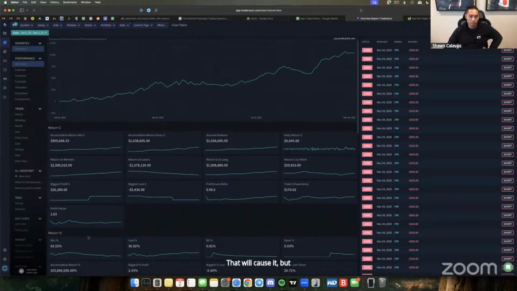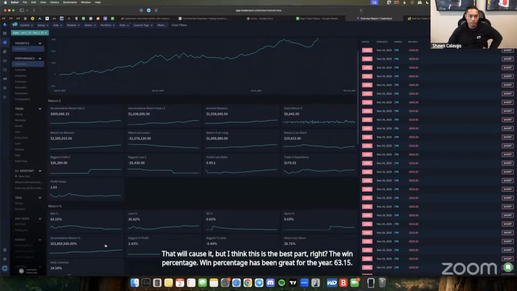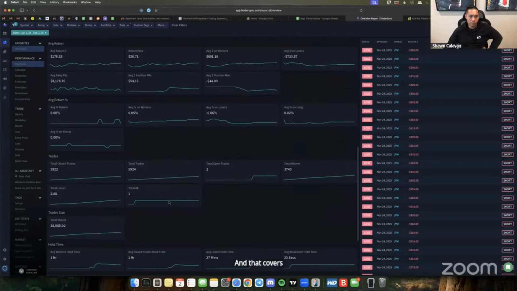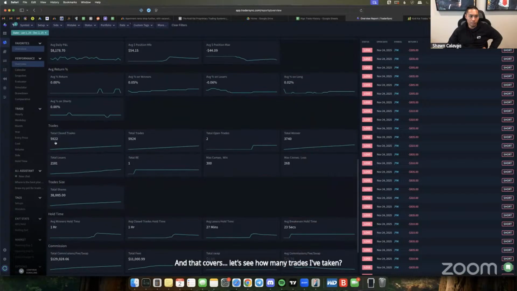But I think this is the best part, right? The win percentage. Win percentage has been great for the year, 63.15. And that covers, let's see how many trades I've taken. I've taken so many trades.